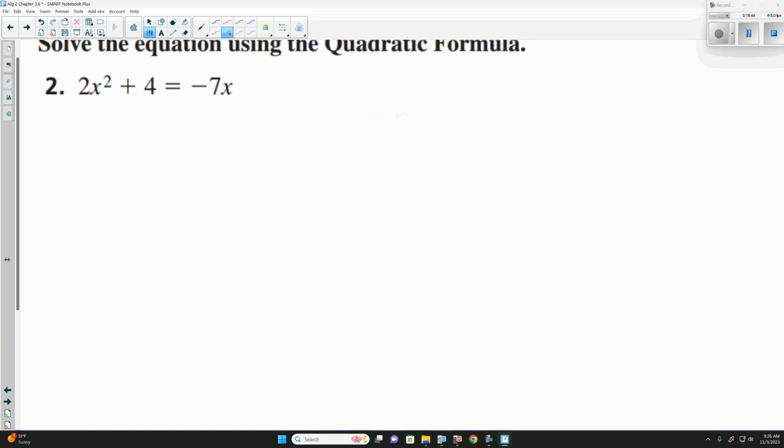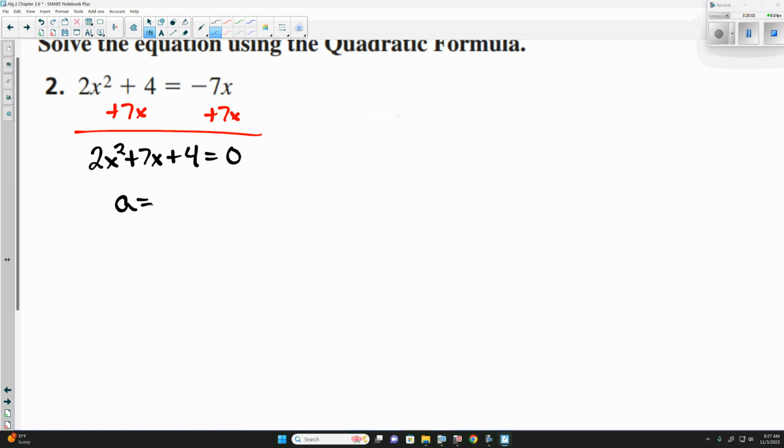So can we go on and grab A, B, and C from how the equation is set up right now? No, we need to get this equal to what? So we will add 7x to both sides, telling us that we have 2x squared plus 7x plus 4 is equal to 0. And before you start any of these, I would get them equal to 0. Now the value of A in our case is 2, value of B is 7 and C is 4.